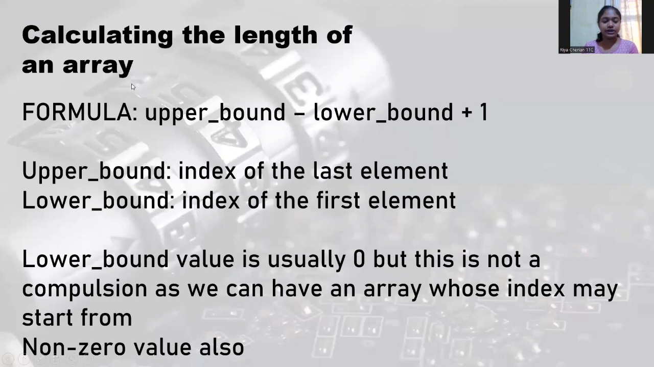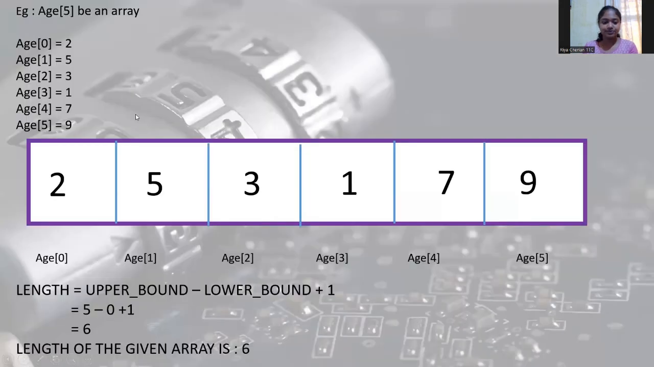Calculating the length of an array. To calculate the length of an array, this is the formula used, that is upper bound minus lower bound plus 1, where upper bound is the index of the last element and lower bound is the index of the first element. So the length of the given array is 6, as the upper bound, as we can see, is 5, lower bound is 0, plus 1, that is 6.